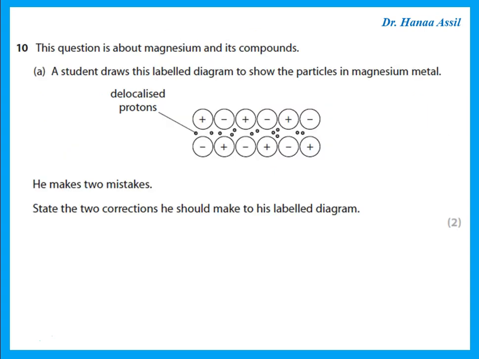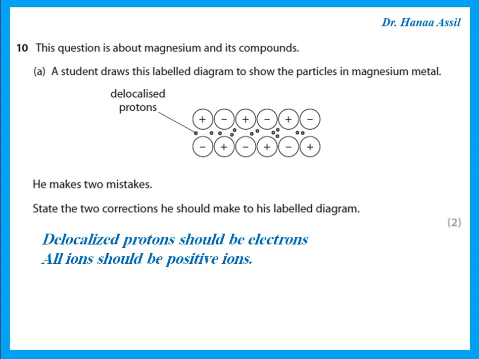This question is about magnesium and its compounds. A student draws this label diagram to show the particles in magnesium metal. So look at the diagram. He says he makes 2 mistakes. State the 2 corrections he should make to his label diagram. What is wrong with his label diagram? Of course, when he says delocalized protons, that's wrong. If we're drawing the diagram of a metal, we say the metal has delocalized electrons, not protons.